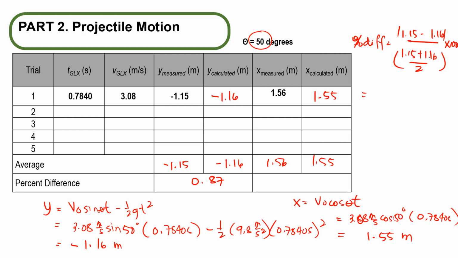use the same formula, and that will be 1.56 minus 1.55 over the average of 1.56 and 1.55. Okay, so that will be 0.01 over 1.555, and then multiplied by 100. So this one is actually equal to 0.64. So this is the percent difference for the x measured and x calculated.